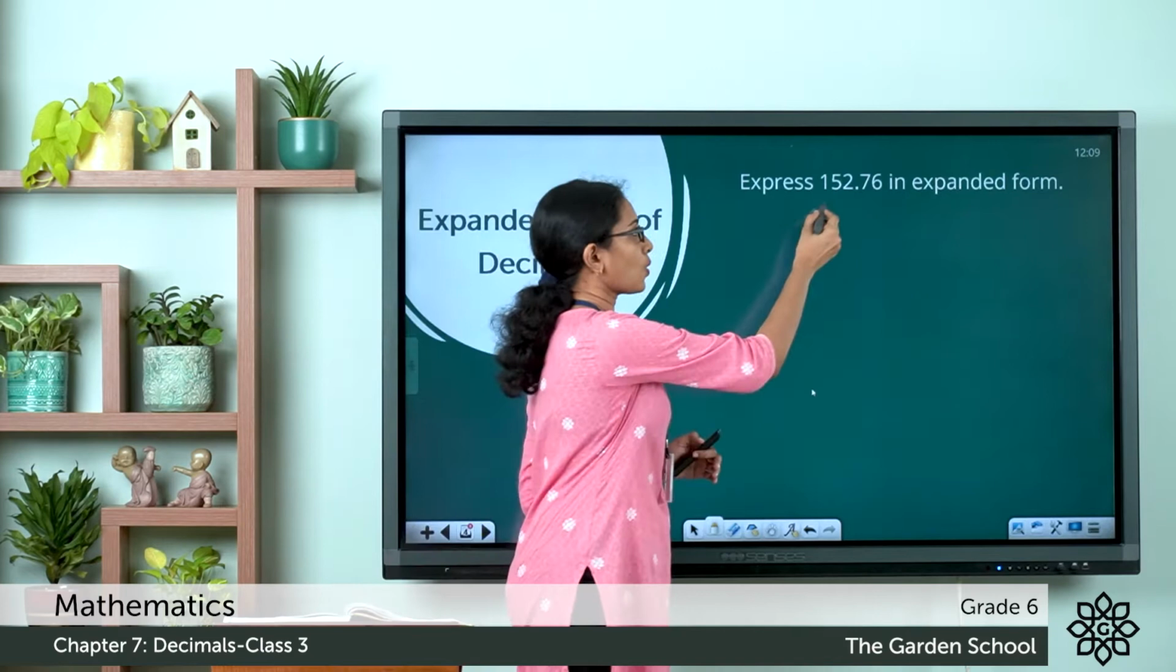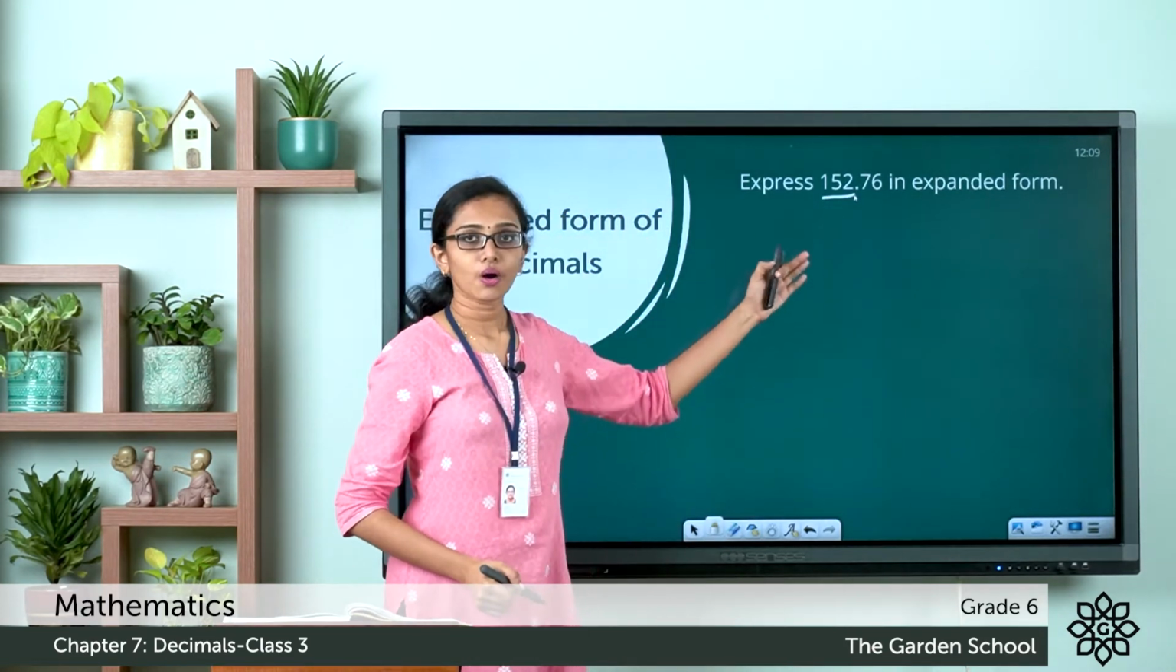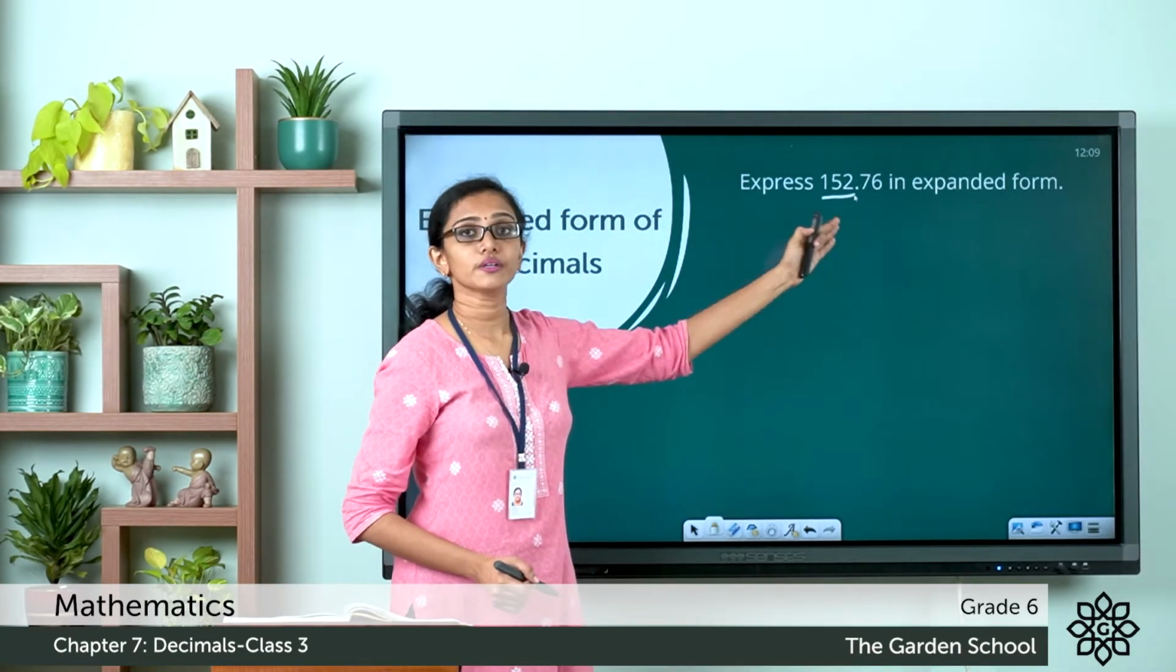First, let's see the whole number part. Here the whole number part is the number 152.